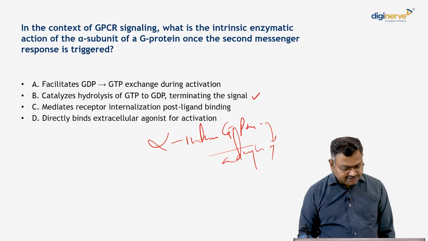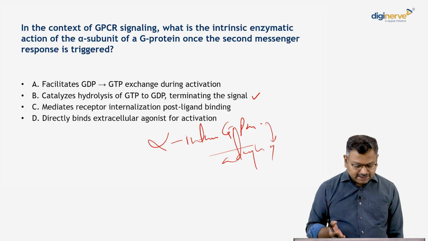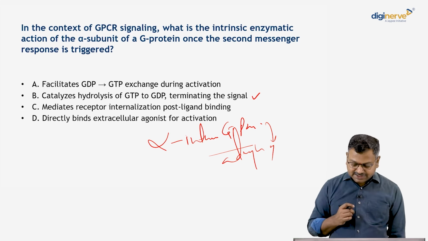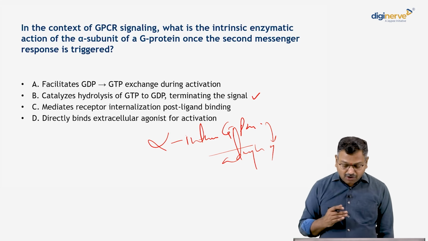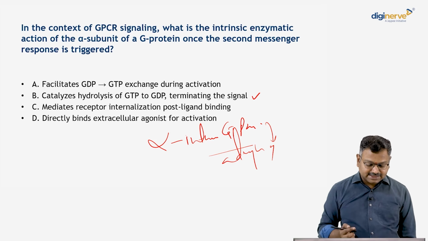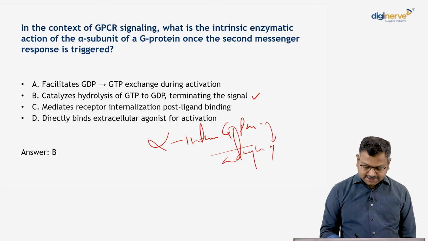Now, there is no activation of GTP exchange, so that is not going to happen there. The internalization post-ligand is also wrong. The direct binding to extracellular agonist is incorrect, because the ligand binding does not occur in the alpha subunit, which is internal. So it is not an extrinsic factor. So the answer for this is B.